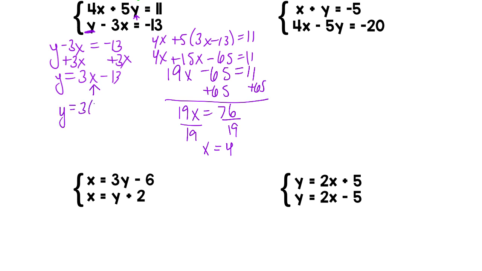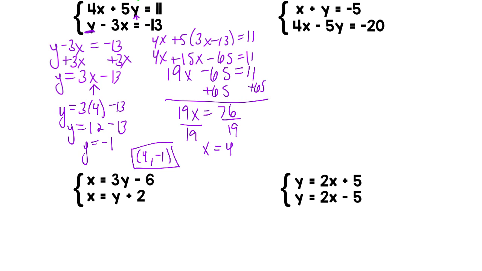Now we plug 4 in right here in this first equation. Y equals 3 times 4 minus 13. That means y is 12 minus 13. Whoopsie. Minus 13. That means y is negative 1. So our solution is 4, negative 1. Hot dog. Try the next one.